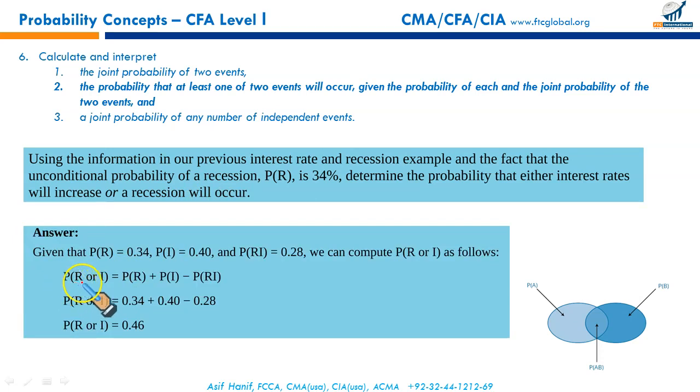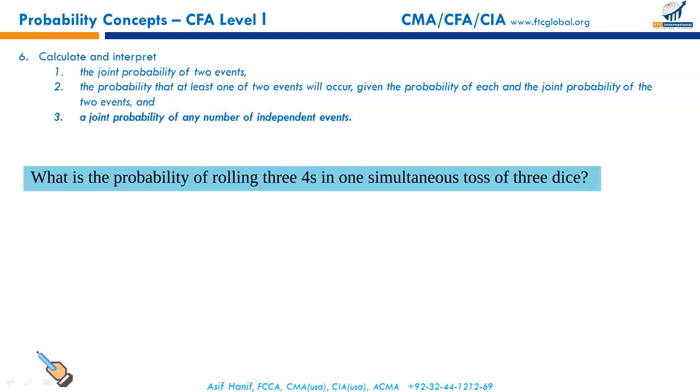So probability of recession or increase in interest rate is equal to probability of recession plus probability of interest rate and less the common part between them where R and I intersects. Probability of R intersects I, R and I. So we have this number given. This was already given, and deduct the common part. So this will give you the probability of recession or probability of interest combined. This is called when at least one of the two events will occur.